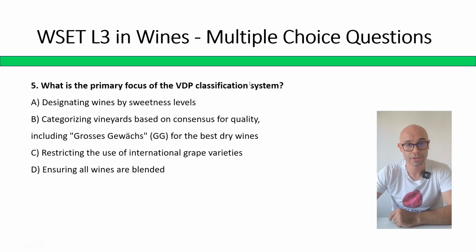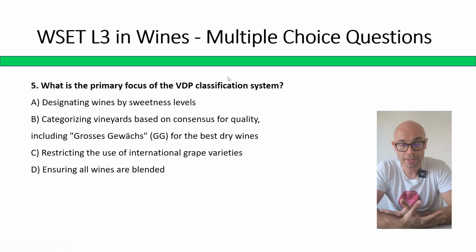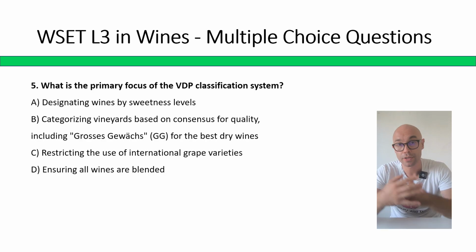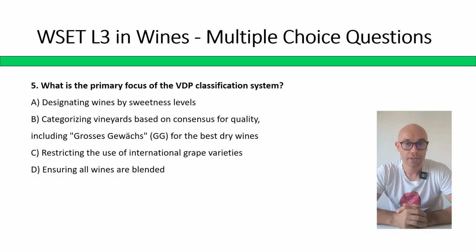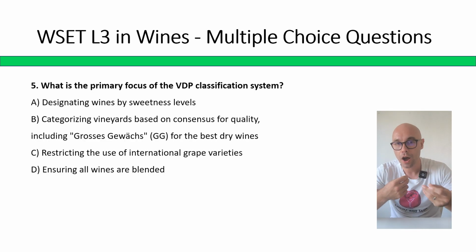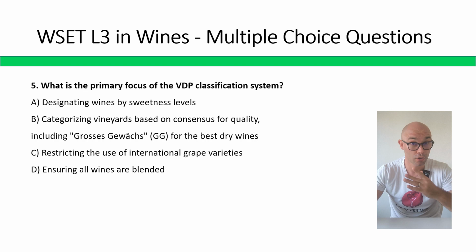This VDP classification system is a system made by independent producers, so it's not part of the German law. But because of this, the influence of the VDP members is so strong that basically they're dictating how the laws in Germany should reflect high quality grape production, meaning focusing more on where the grapes are coming from instead of just focusing on the sugar levels.